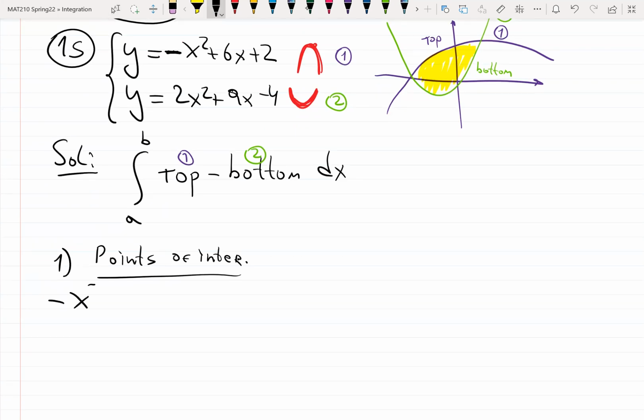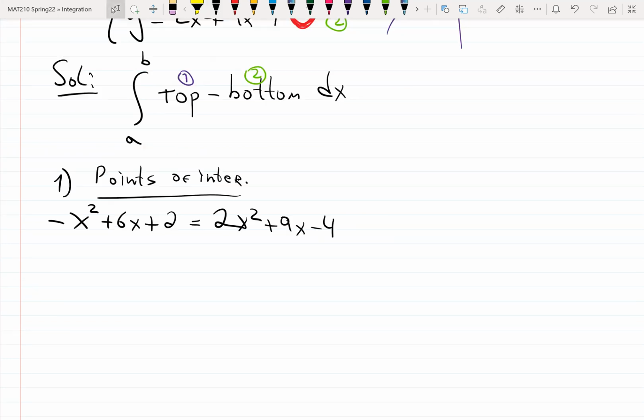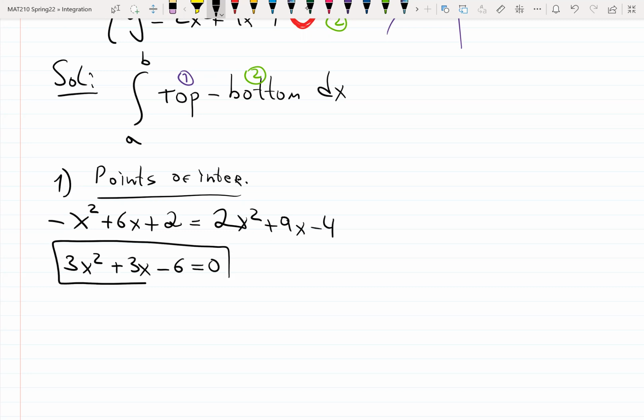Minus x squared plus 6x plus 2 equals 2x squared plus 9x minus 4. Find points of intersection: set those two equal to each other. Move everything to the left-hand side, or the right-hand side. 2x squared plus x squared gives you 3x squared, 9x minus 6x is 3x, minus 4 minus 2 is minus 6, equals 0. Quadratic equation. I can divide by 3 if I want to. x squared plus x minus 2 equals 0.